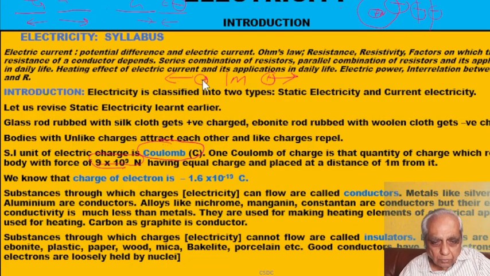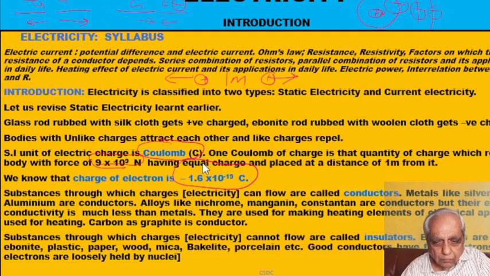Now using this, we have found that the charge of an electron is negative and its value is 1.6 into 10 raised to minus 19 coulomb. This you can remember also. Charge of an electron is 1.6 multiplied by 10 raised to minus 19 coulomb. As the charge of a proton is equal to the charge of an electron, so a proton also carries a charge of this amount, but it is positive.